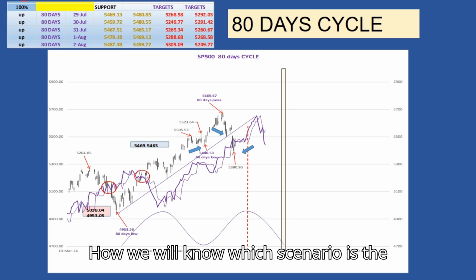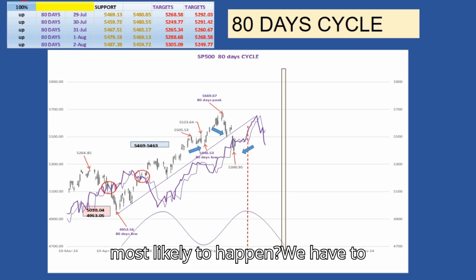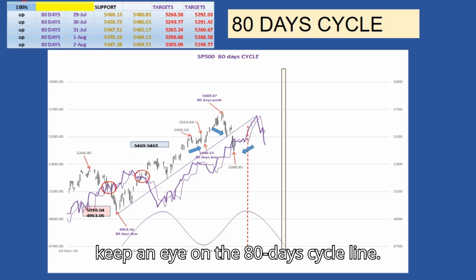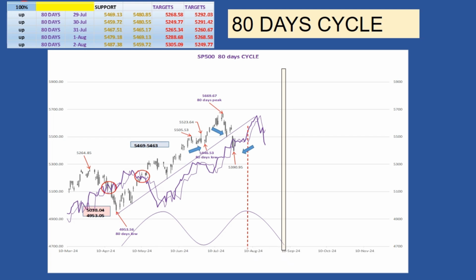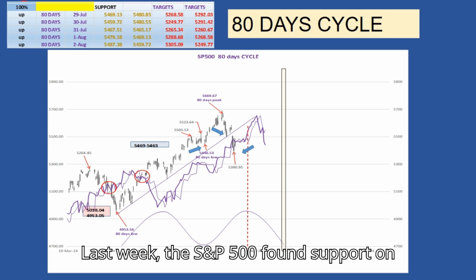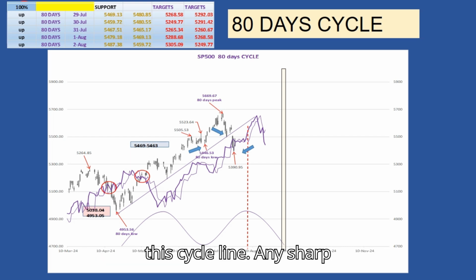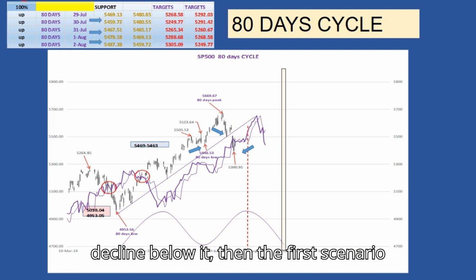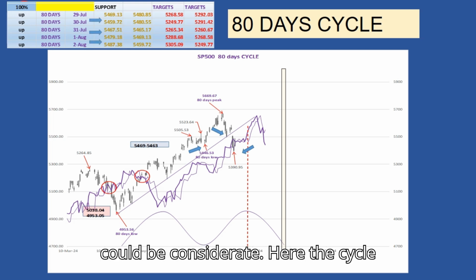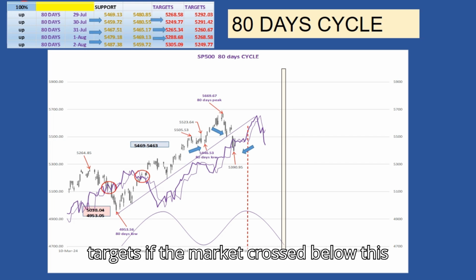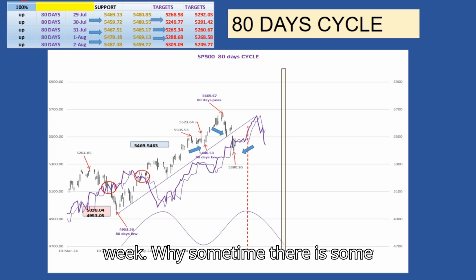How will we know which scenario is the most likely to happen? We have to keep an eye on the 80 days cycle line. Last week, the S&P 500 found support on his cycle line. Any sharp decline below it, then the first scenario could be considered. Here is the cycle line for this week, and the potential targets if the market crosses below this week.